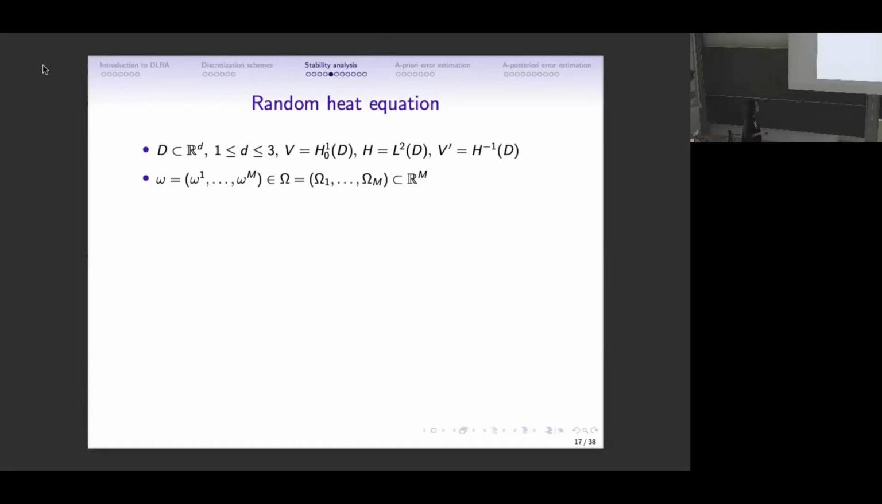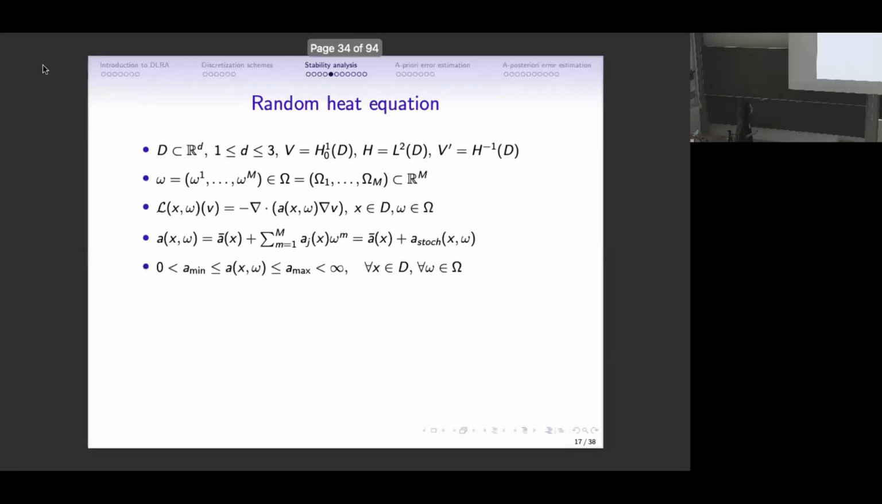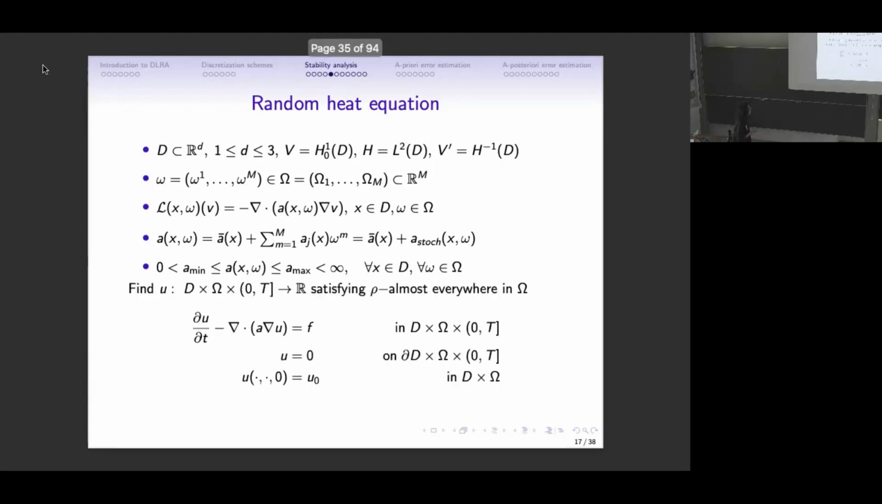Then we have one more scheme, which is suited for the case of the random heat equation, where we have a physical domain D, and V, H, V dual are the spaces H^1_0, L2(D), and the dual. Our probability space is parameterized by a finite number of random variables, where M is the number of them. With the heat equation, we have a random Laplacian where the diffusion coefficient is random, and in fact affine with respect to the random variables. I will denote this term by A_stoch, so we have the mean value part and the A_stoch part. It is uniformly bounded from below. This is the standard random heat equation we are trying to solve.